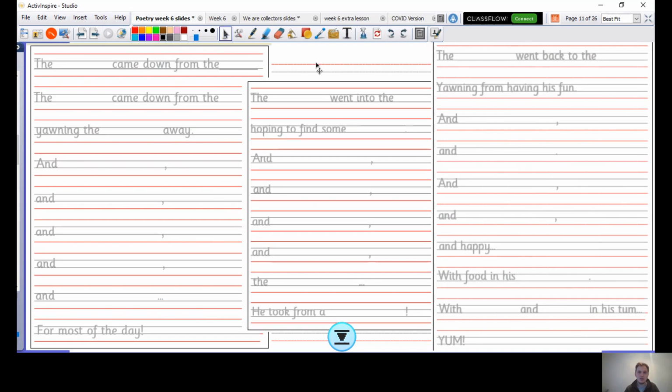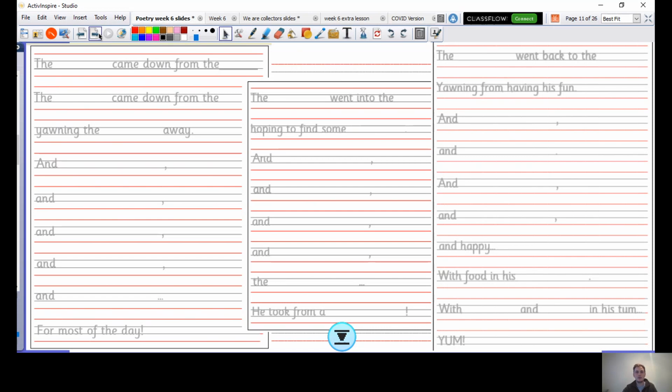Okay, as always, if you need a support, there is a scaffold, and here is my scaffold. The monkey came down from the jungle is our title. The monkey came down from the jungle, yawning the morning away. And you've got to look back at your text map, scratching and sniffing and itching, okay, and hunting for most of the day. So you can use this, fill in the gaps and trace over the other words, and you should be able to print that if you have the option to.